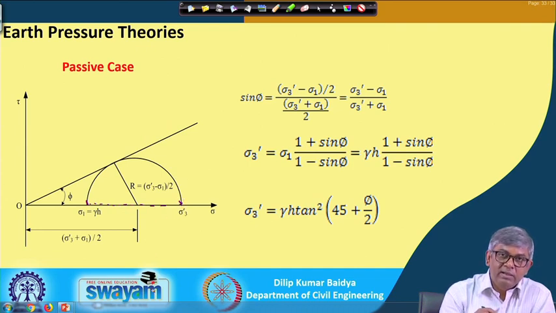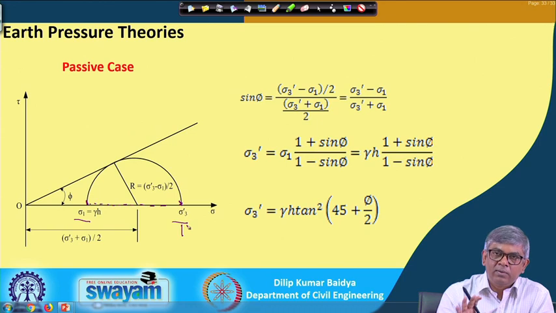In general, we say the larger one is sigma 1 and the smaller one is sigma 3, but here, to avoid confusion, I will keep this as sigma 1 and this as sigma 3, irrespective of whatever convention we follow. The initial one was sigma 1 and the final one is sigma 3. Sigma 1 becomes sigma 3 in the active case, which is small, and in the passive case, which is bigger than sigma 1.